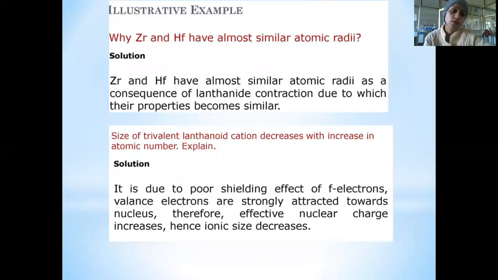Now there is another question: why do zirconium and hafnium have almost similar atomic radii? Why? Because of lanthanide contraction. Because of the lanthanide contraction, their properties become similar.